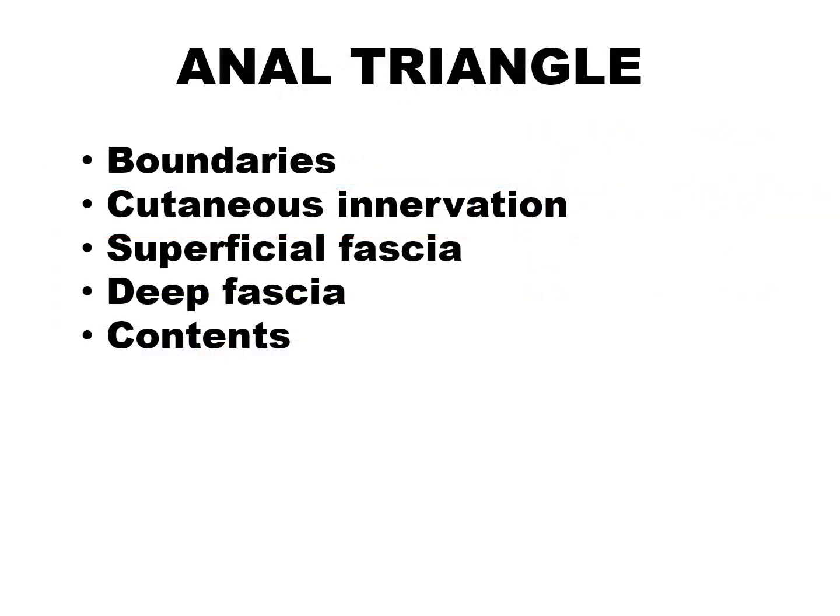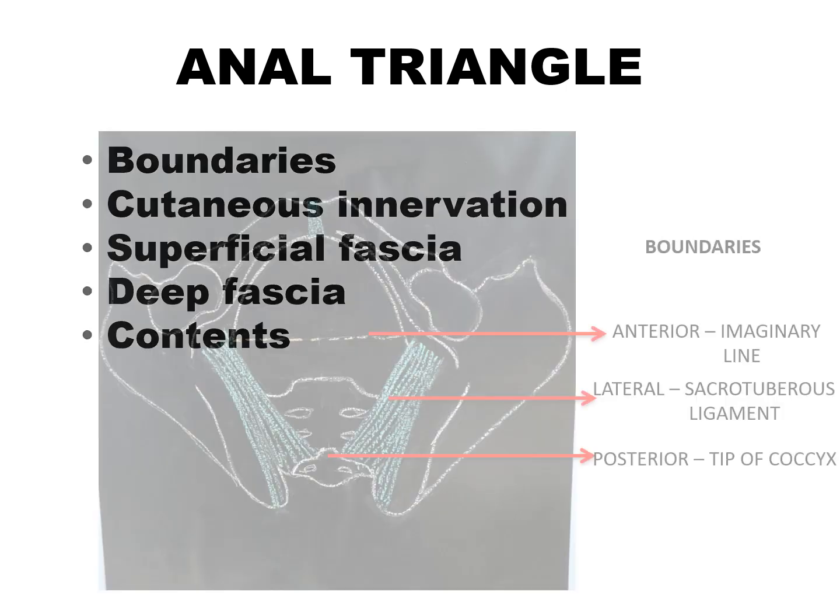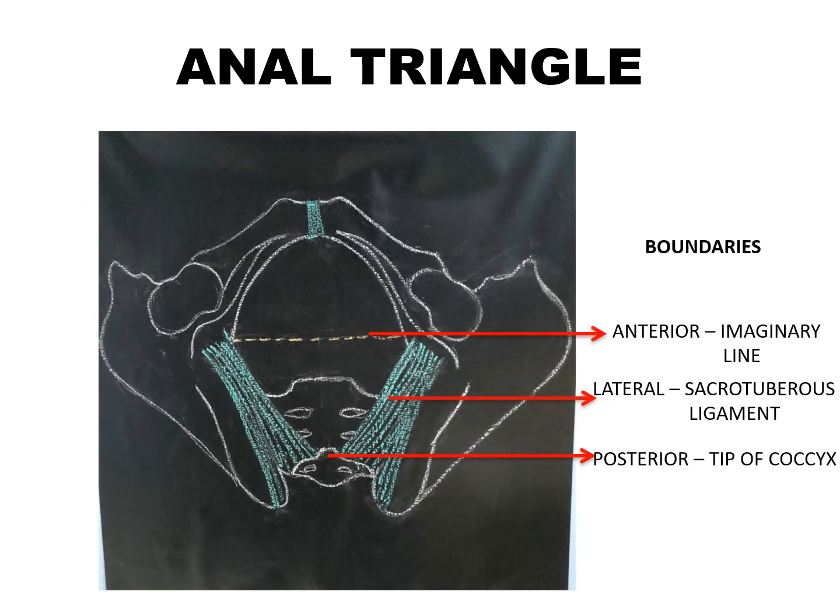Now we are going to see the topic proper, the anal triangle, in detail. The anal triangle will be discussed under the following headings: boundaries, cutaneous innervation, superficial and deep fascia, and the contents in detail. The anal triangle, also called the posterior perineum or posterior triangle, is triangular in outline. It is bounded in front by the imaginary line connecting the anterior ends of the ischial tuberosities on both sides, posteriorly by the tip of the coccyx, and on either side by the sacrotuberous ligaments.